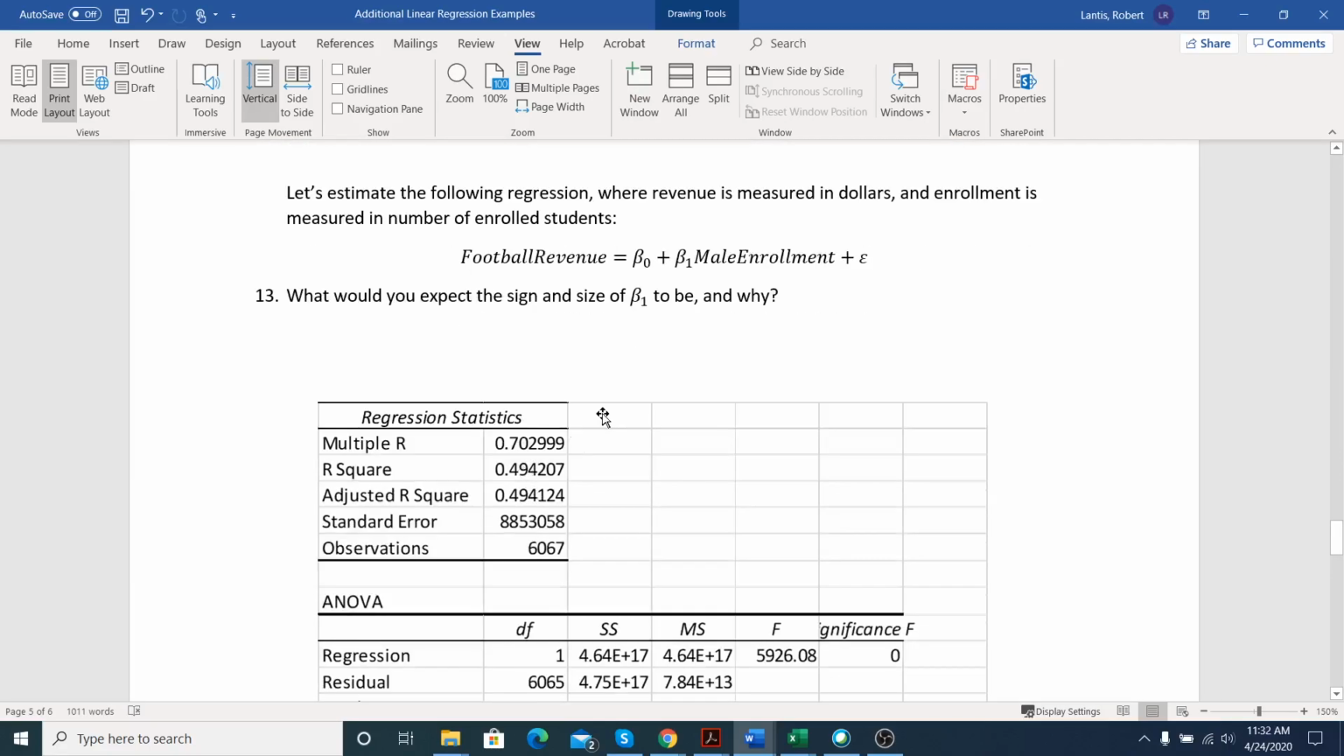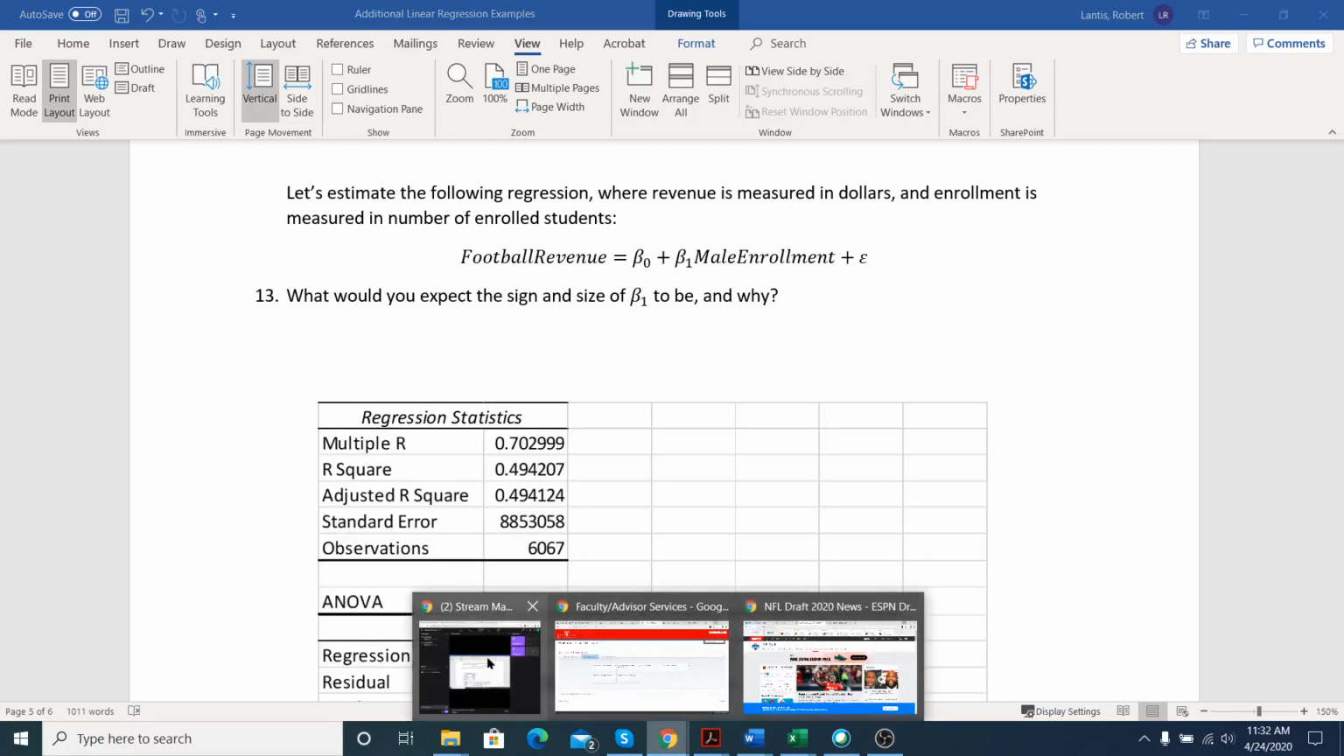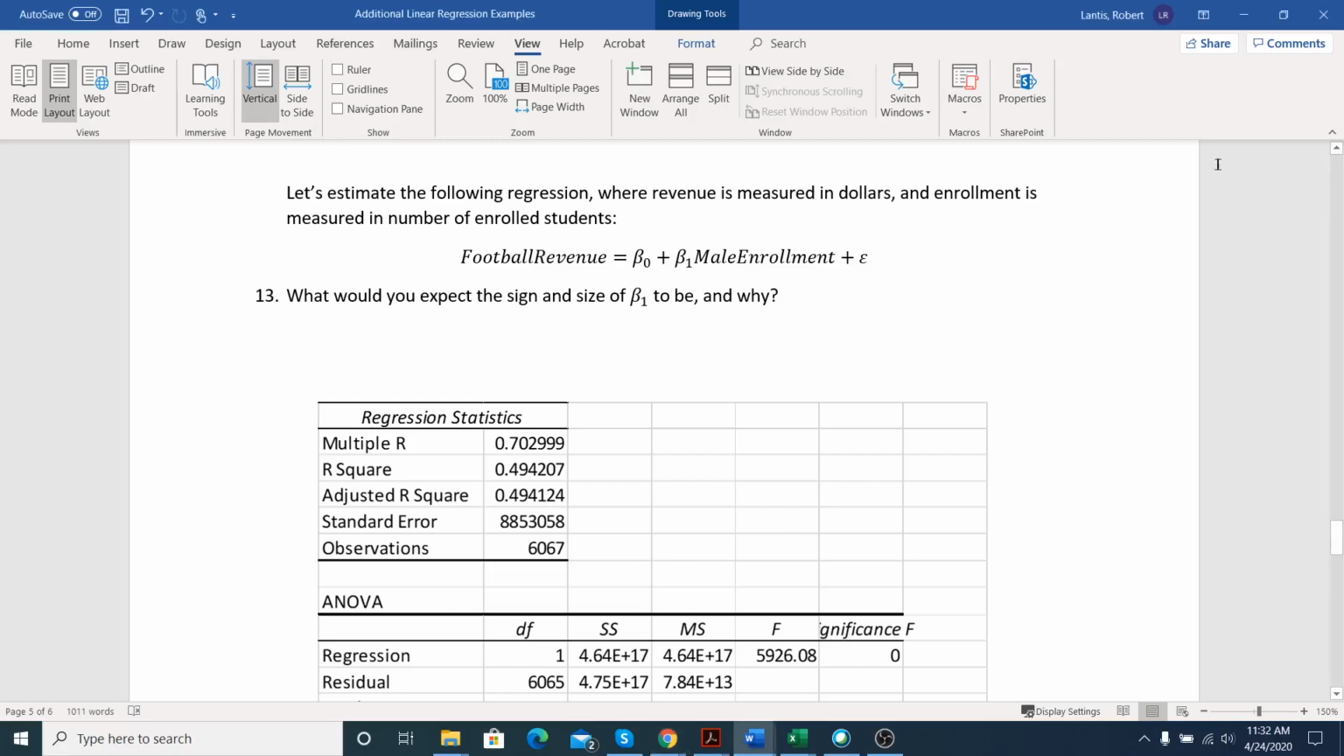So let's say we have the next regression, right? So we have the next regression here, which is football revenue is what we're trying to predict, and we're trying to predict it using male enrollment. So what would you expect the sign and size of this coefficient to be? Well, let's think of the interpretation. The interpretation of beta 1 is one more male student. This is measured in number of students, so one more unit is one more student. We'll predict that football revenue will go up or down by whatever beta 1 is.